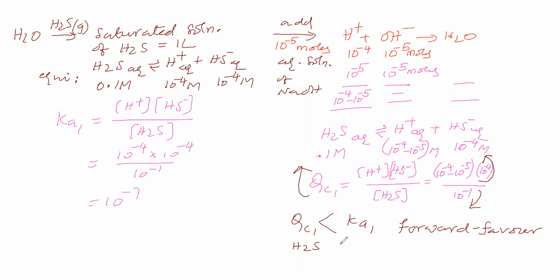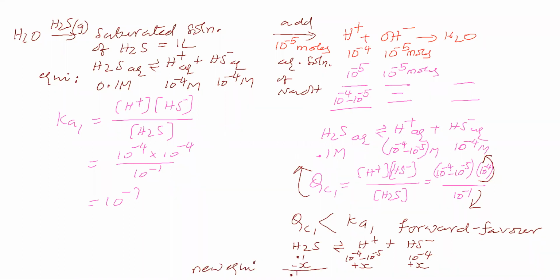Sir, we will write this reaction: H plus aqueous, HS minus aqueous. Here I will write 0.1. Here I will take 10 power minus 4 minus 10 power minus 5. Here I will take 10 power minus 4. We are saying the forward reaction is favoring, which means H2S is disappearing, H plus is appearing, HS minus is appearing. After some time, the system attains a new equilibrium.